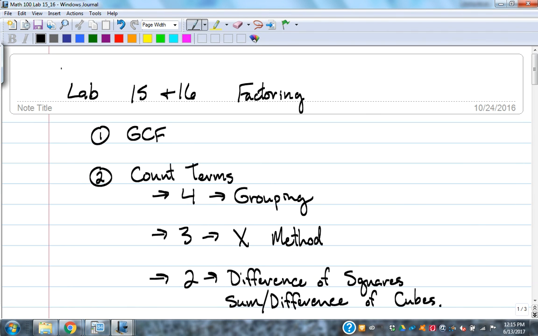Math 100. We'll be looking at labs 15 and 16 together. They both deal with factoring polynomials, and so we're going to look at those. Just remember our rules for factoring that we talked about in class.